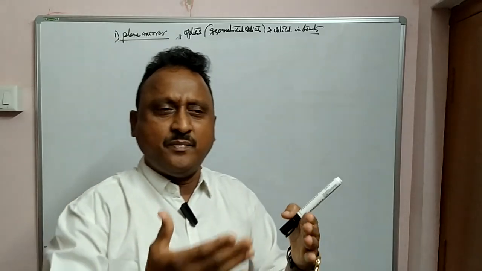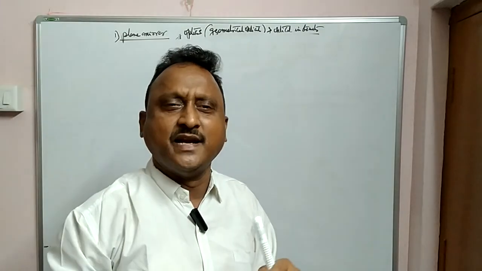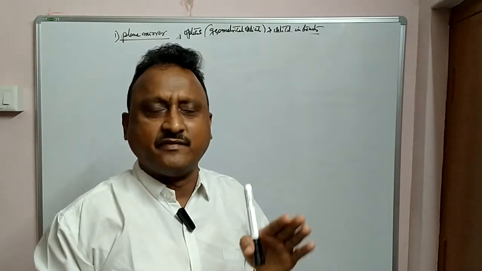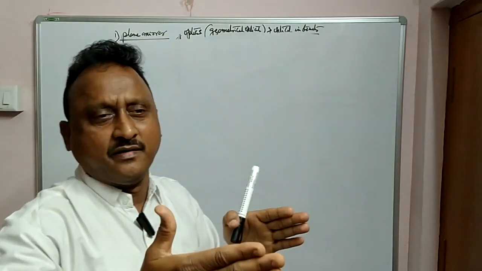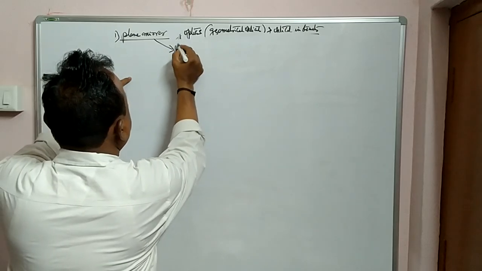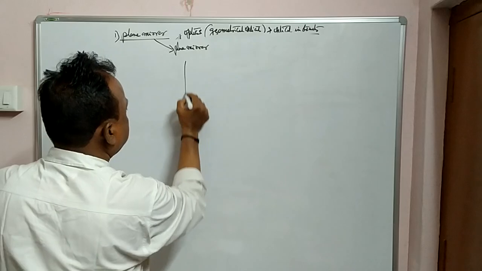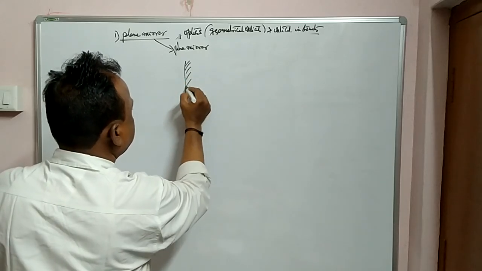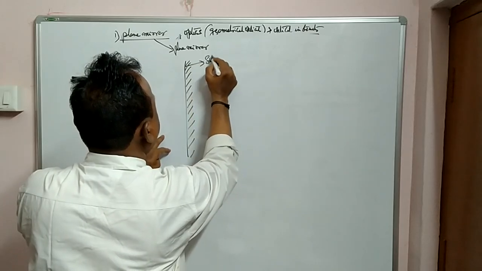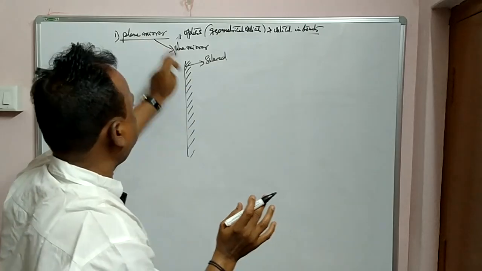Otherwise what happens? Glass is a transparent material, light will enter inside and go through it. One side eppudaithe close chestam by putting some silvering, one side is completely blocked. So that type of glass material is called a plane mirror. Plane mirror generally I'll show you in this fashion. See, one side is completely silvered, this part is silvered, blocked. So light cannot go inside, that is called a plane mirror.